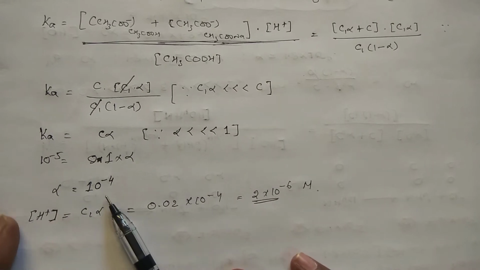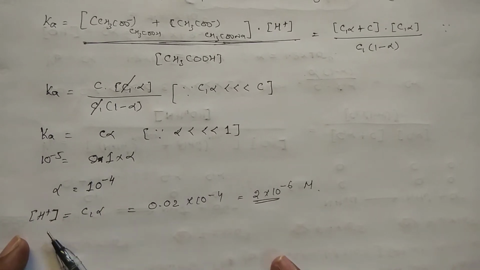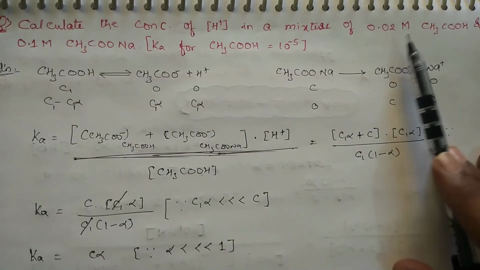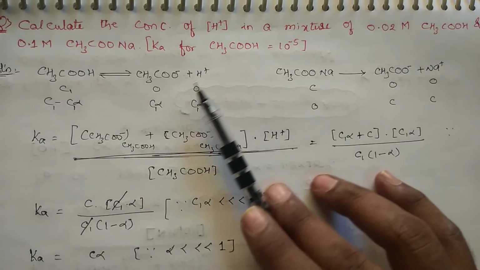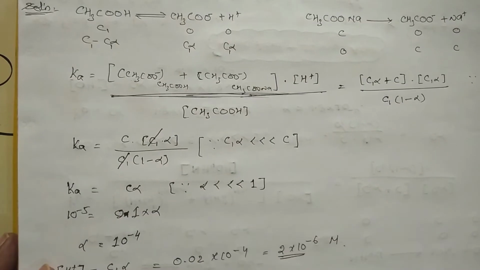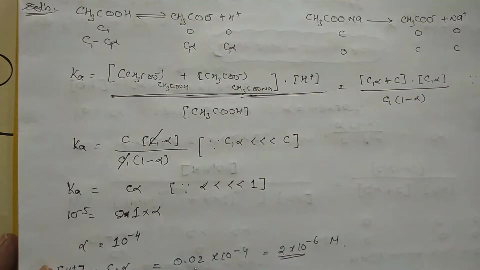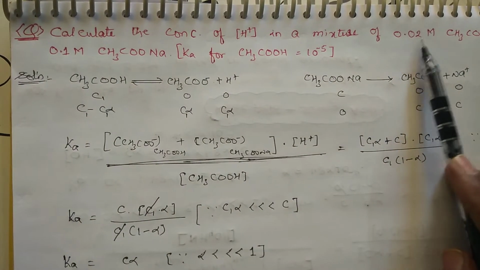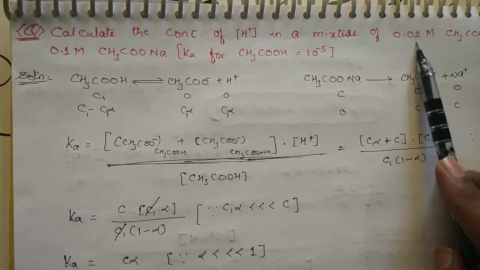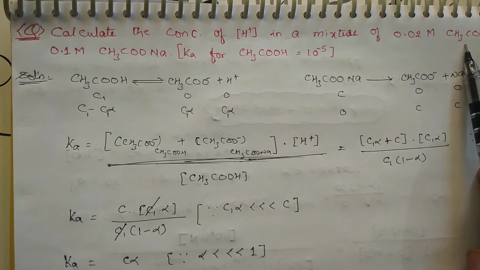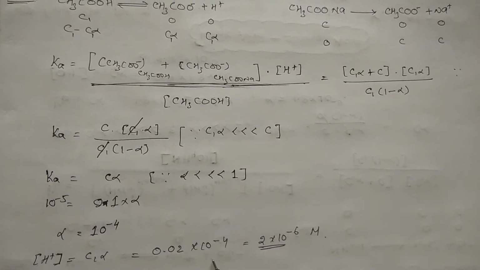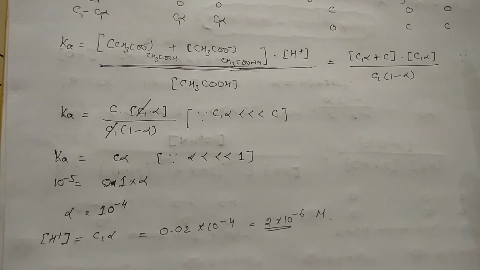So alpha will be equal to 10 power minus 4. And you want the H plus concentration. H plus is C1 alpha. Here for C1 you should take the concentration of acetic acid, not the concentration of sodium acetate. So this is C1. What is the value? 0.02 molar concentration. This is the acetic acid concentration, which we have taken as C1. So this is 0.02 into 10 power minus 4. You will get 2 into 10 power minus 6 molar. So I am taking one more question.